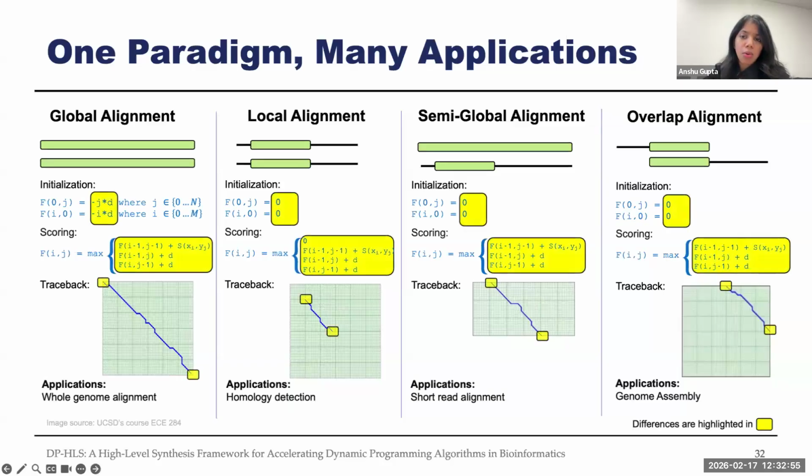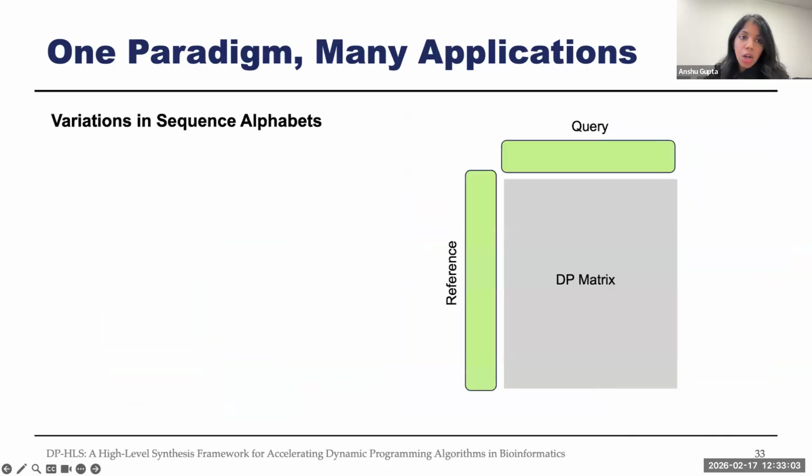Now, all we need to do is modify the initialization scores, scoring functions, and traceback points. So they all follow a similar 2D DP paradigm, but support different applications. Now, it's not just about these variations. We can also see variations in the form of sequence alphabets.